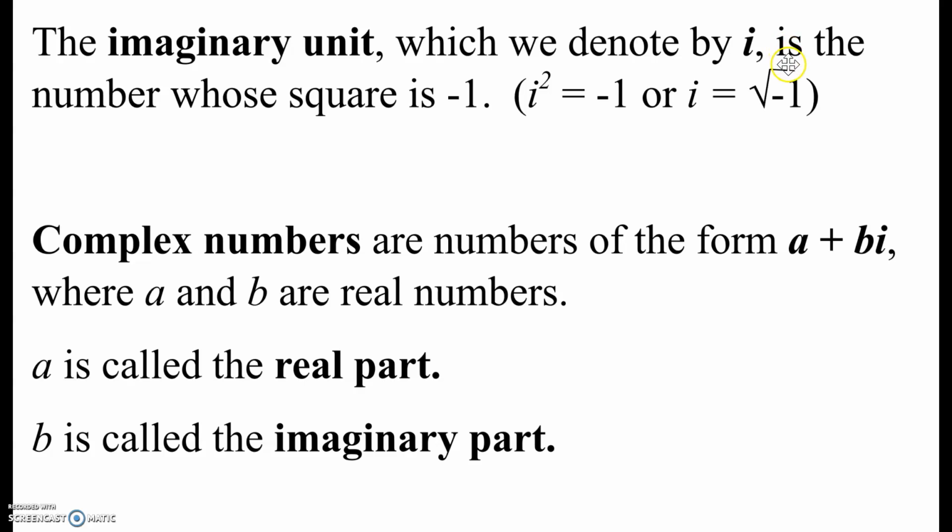A complex number is simply a number in the form a plus bi, where a is called the real number part and b is called the imaginary part.